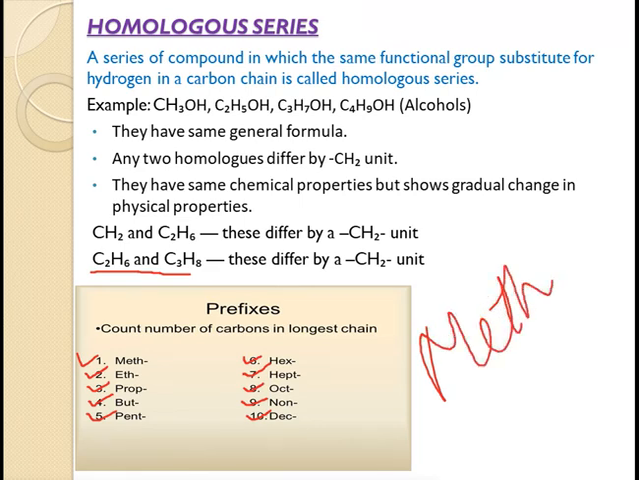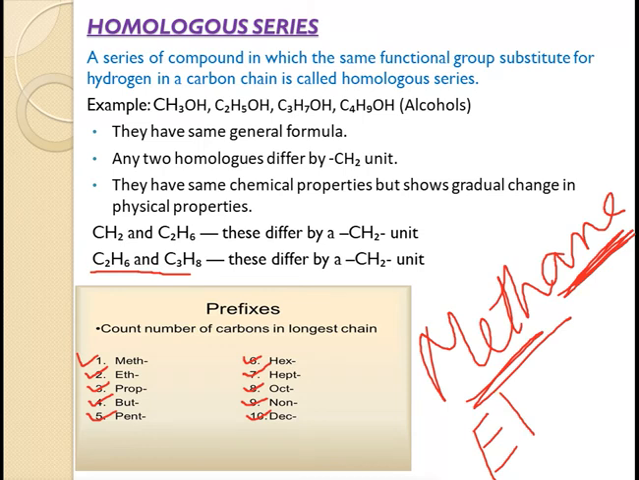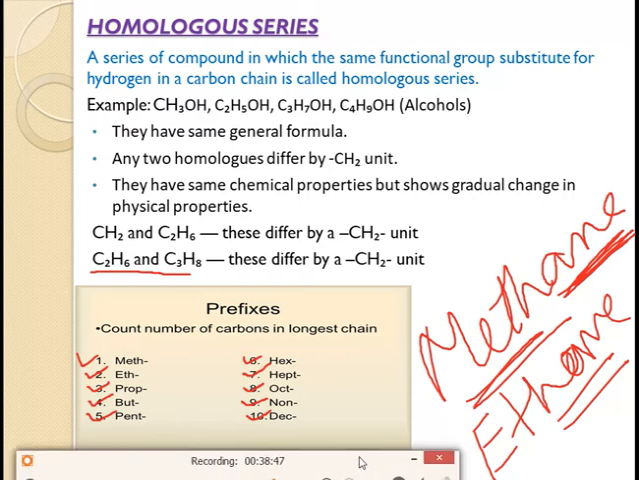For example, meth. If we want to write for an alkane, we add the suffix ane. Alkane: meth is the prefix and ane is the suffix. Methane, ethane, propane. Like this, we can add prefix and suffix, and we can name the compounds given over there.